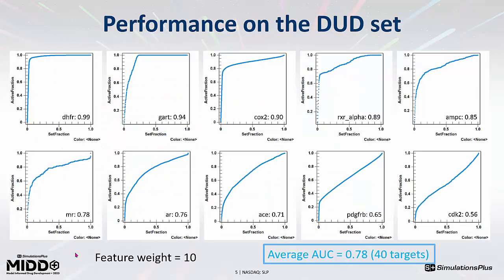This slide shows ROC curves of our performance on the Directory of Useful Decoys, or DUD, dataset. A sample of ROC curves is displayed. Here we use a feature weight of 10. The upper left-hand corner shows a nice ROC curve where DHFR active compounds have high scores compared to the decoys. Here, the AUC is 0.99. The lowest AUC obtained is for the CDK2 dataset, where the AUC is 0.56. The average for all 40 targets in the DUD dataset was 0.78.